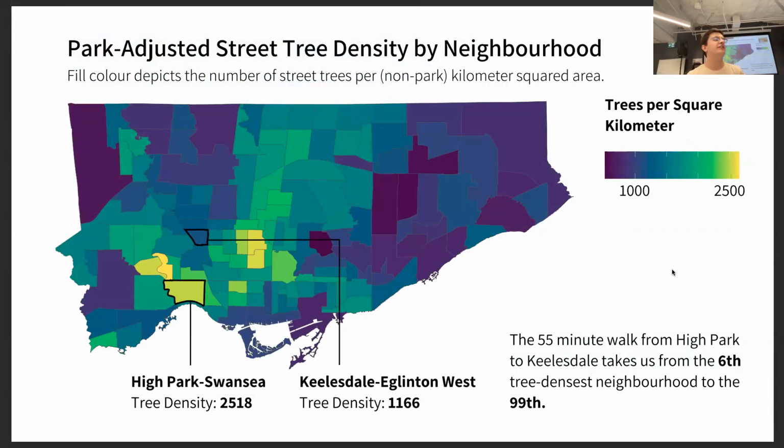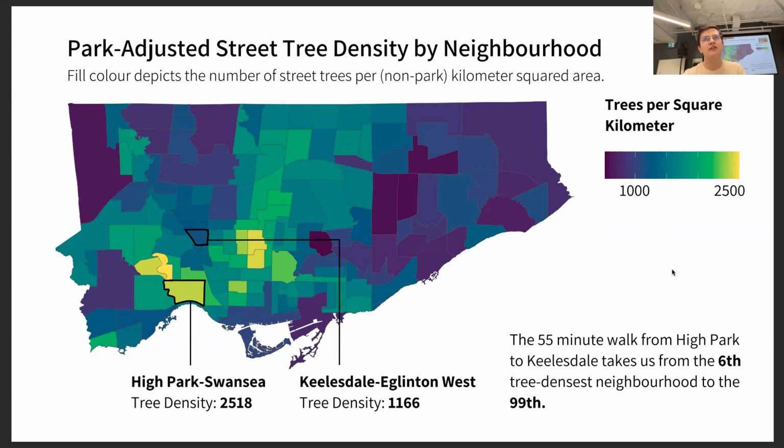So now we can get an intuition of, was I lying? Am I crazy about what happened on my walk? And it turns out I'm not. So you can look at the Hyde Park Swansea area, and the tree density is about 2,500 compared to Eglinton West, where it's about 1,200. So what happens when you go from somewhere in Toronto with $80,000 in median income to $60,000 is that trees are cut in half, at least in this case.